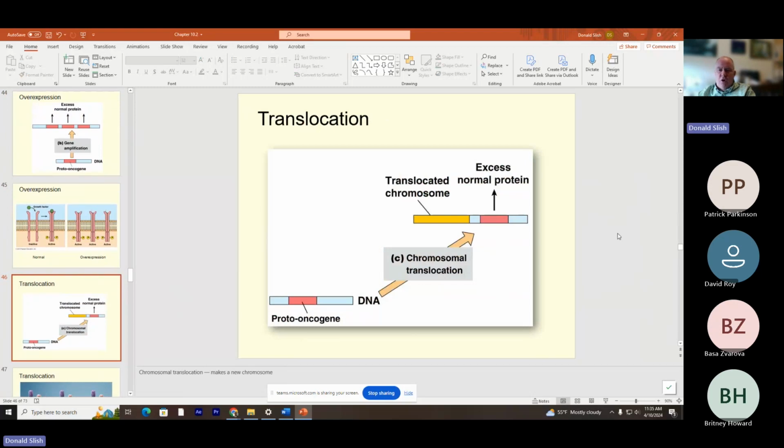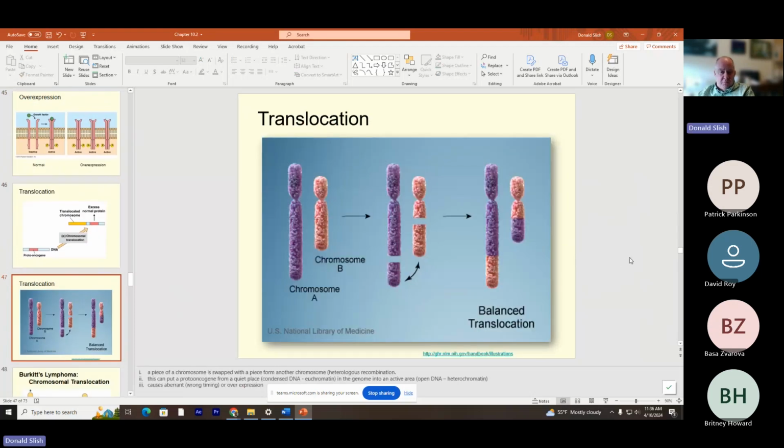Another way to get overexpression is by translocation, taking your proto-oncogene that's normally in a quiet chromosome and putting it into an active chromosome. Basically swapping a chunk of one chromosome for a chunk of another chromosome. And it's a really nice model of how that happens. Here's one chromosome, here is the other one. Again, we're not talking homologous chromosomes. We're talking totally different chromosomes. Take a chunk off this one, chunk off that one, swap them, and now you've got 2 new chromosomes.